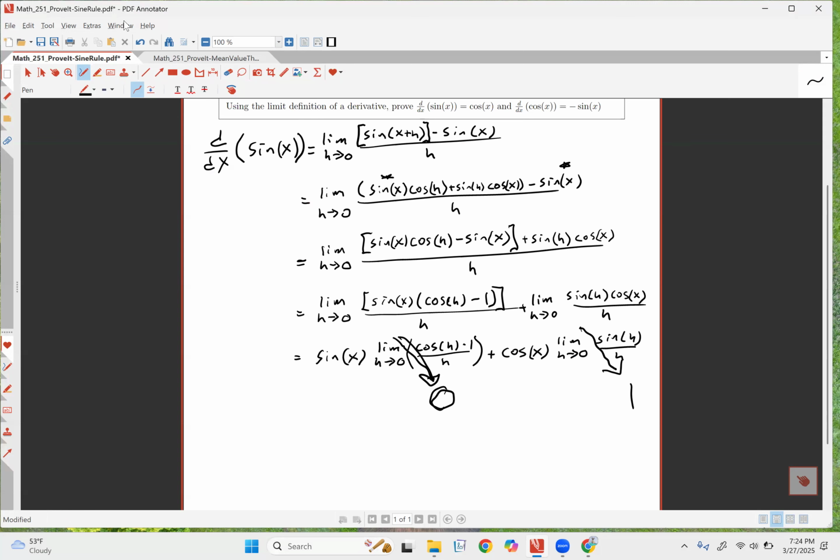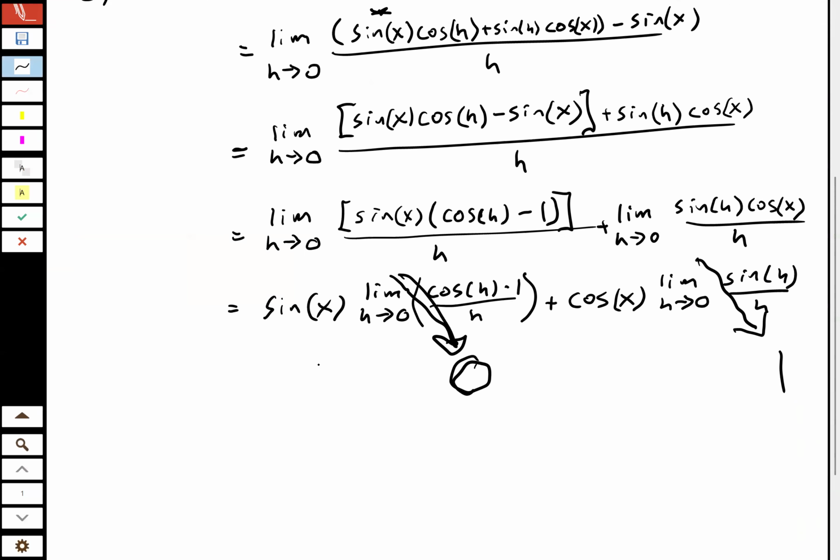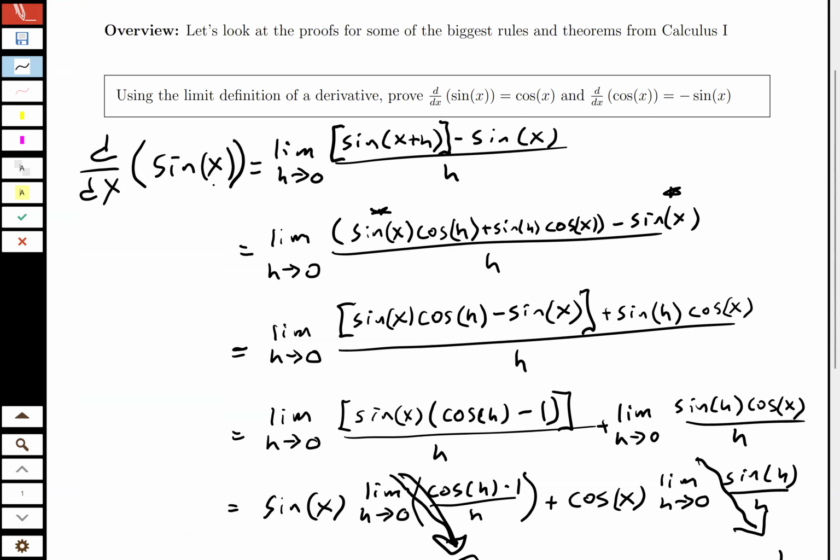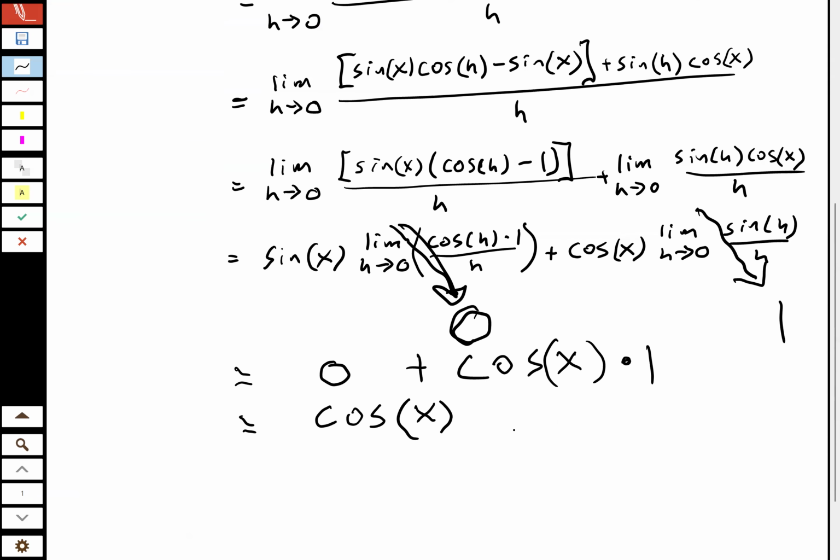So putting this all together here, we've got sine of x times 0, but anything times 0 is 0. So 0 plus cosine of x times 1. Multiplying by 1 isn't going to change much. Adding 0 is not going to change anything. The only piece that's left here is cosine of x. So the derivative of sine is cosine.